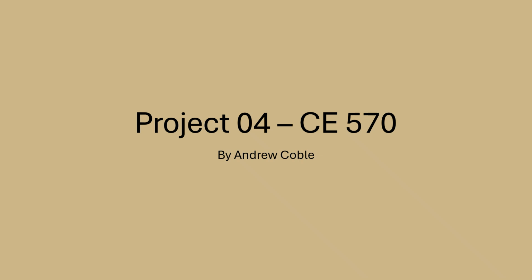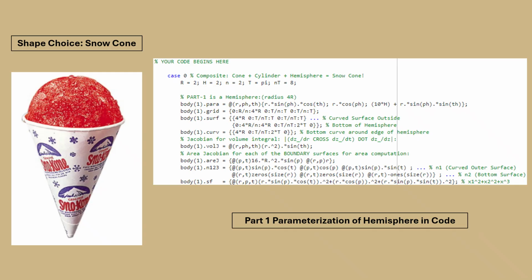My name is Andrew Coble, and this is my presentation for CE 570. For this project, we were tasked with forming the area Jacobian for all the surfaces on my body. My body of choice is a snow cone.